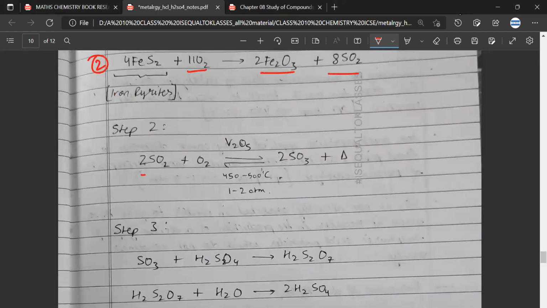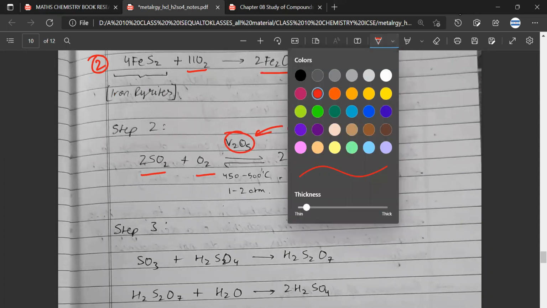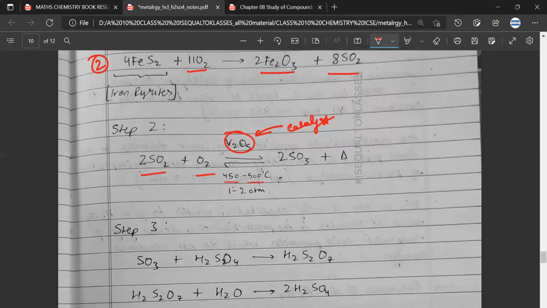2SO2 plus O2, sulfur dioxide plus O2, gives, in the presence of catalyst V2O5, so this is also known as a catalyst, and in the presence of temperatures from 450 to 500 degrees Celsius and pressure of 1 to 2 atm. Now atm here signifies atmosphere, which is the unit of pressure, and then the product is 2SO3, sulfur trioxide, plus heat. So this is an exothermic reaction.